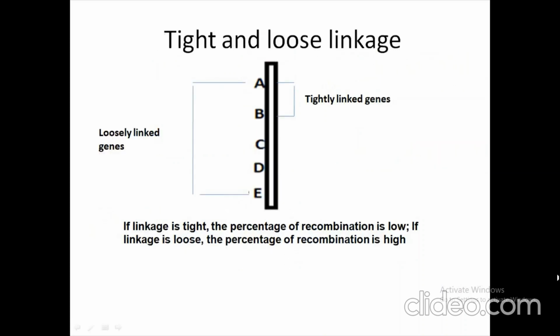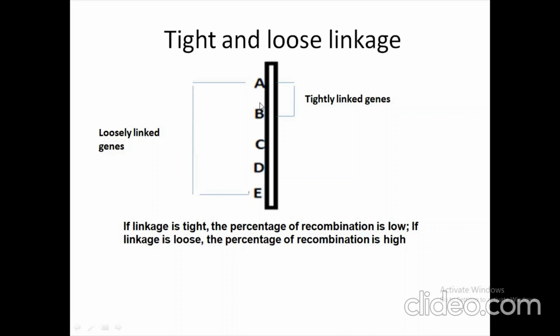Now, the genes on a chromosome may be tightly linked or loosely linked. If the distance between any two genes is less, you can see the distance between these two genes A and B is less, then they are said to be tightly linked, because the distance between the two genes is very less. Similarly, genes B and C, genes C and D, and genes D and E are tightly linked. So in short, if the distance between two genes is less, then they are said to be tightly linked.